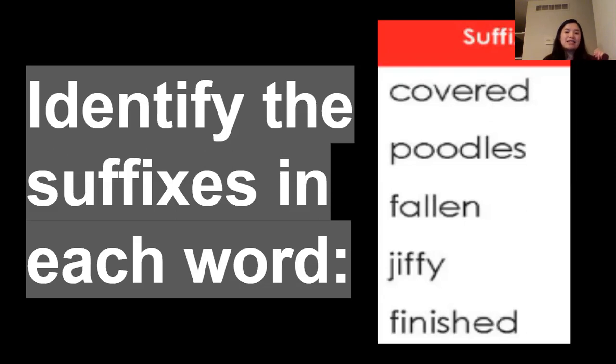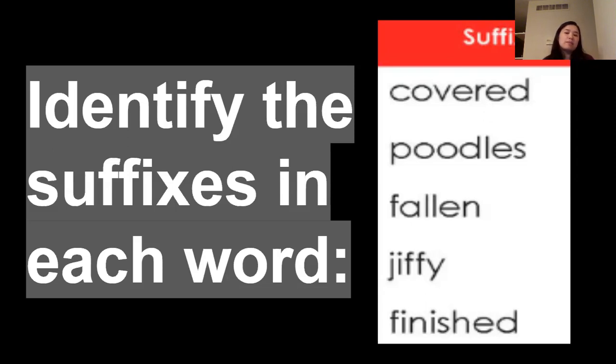Now, identify the suffixes in each word. Covered, you say it. Good job. What is the suffix in the word covered? Yes, ed, good. Poodles, you say it. Good job. And what is the suffix in the word poodles? Yes, es, excellent.